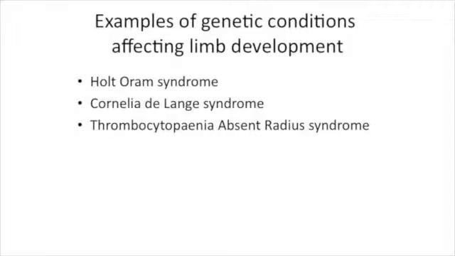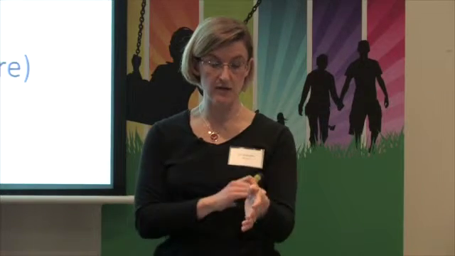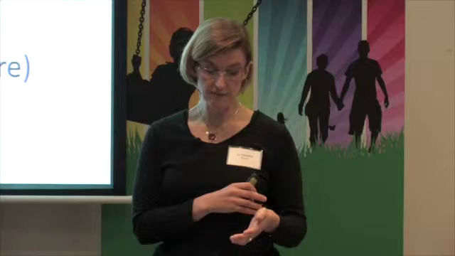Okay, so I'm just going to talk through the 3 examples now, starting with Holt-Oram syndrome. This was first described in 1960. It's not particularly common, 1 in 100,000 live births, and it is the association between congenital heart disease and upper limb differences. So particularly the classic findings are affecting the thumb and the radial side of the hand, of the limb, and atrial septal defects. So that's a small hole between the 2 atria within the heart.